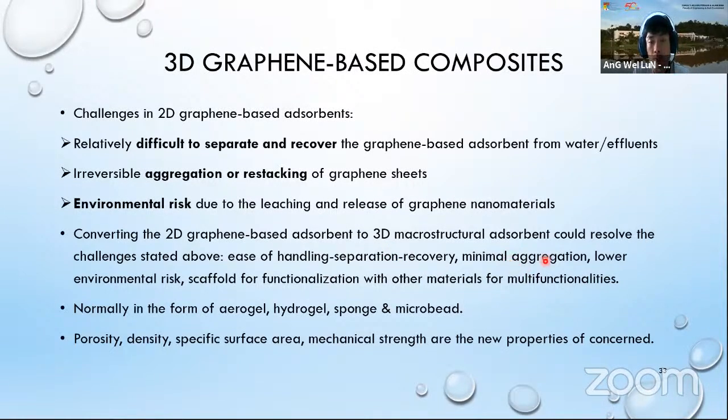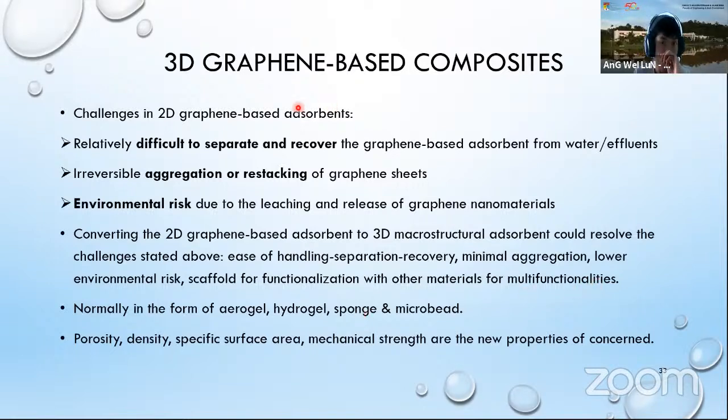And then we minimize the aggregation, because in 3D structures the structure of the graphene has been solidified, so it won't move around like in the solution. So we prevent the aggregation issue, and we lower the environmental risk because the leaching will be minimal. And then we can form a scaffold for functionalization with other materials for multi-functionalities. It means that these 3D structures can be further functionalized to introduce other functions apart from adsorption, such as antimicrobial property and photocatalysis.